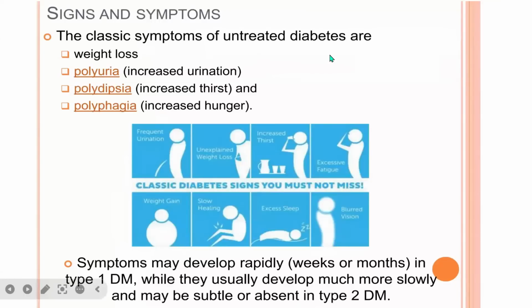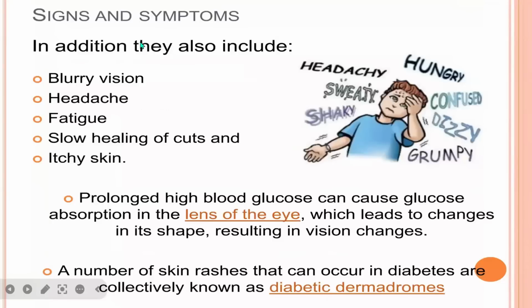So the classic symptoms of untreated diabetes are weight loss, polyuria, that is excessive urination, then polydipsia, which is increased thirst, and polyphagia, which is increased hunger. So these are the most common signs and symptoms. Of course, the symptoms might develop rapidly, over weeks or months, in type 1 diabetes, while they usually develop much more slowly and may be subtle or absent in type 2 diabetes.